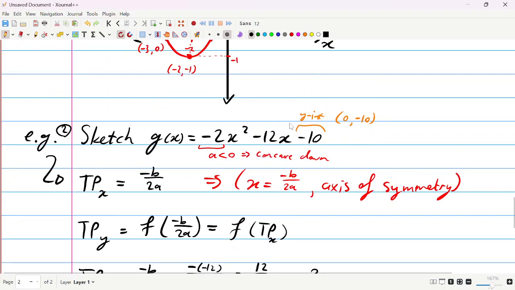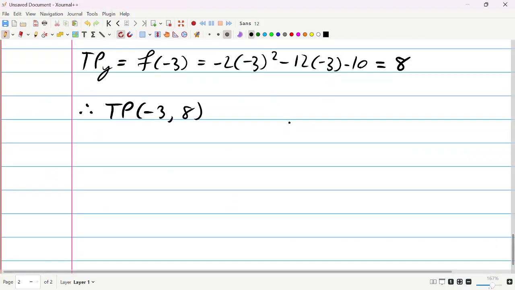So we know our y-intercept. So we can just say our y-intercept is equal to what point? 0 and negative 10. Okay. But our x-intercept is going to be what?